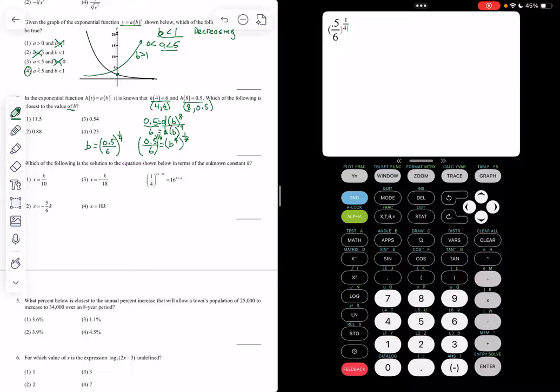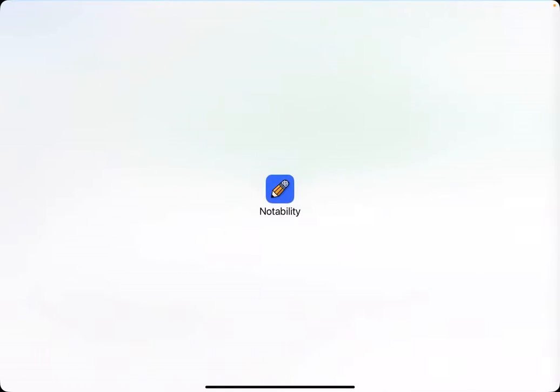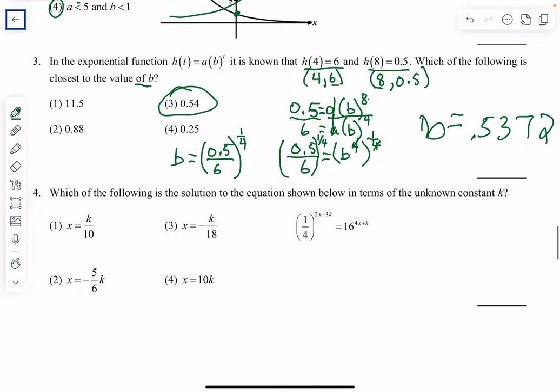And we get point B is equal to 0.5372. So the closest one, rounded to the nearest hundredth, is number 3. Okay? All right, let's keep going.